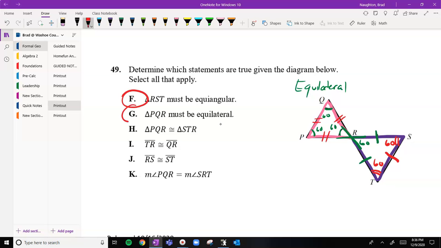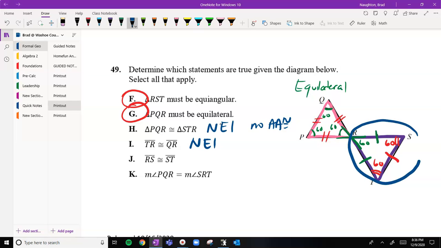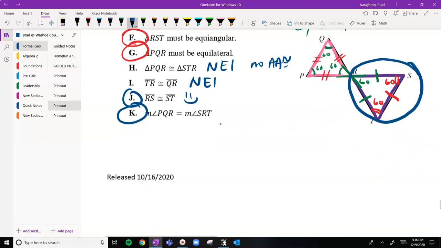So, are they both equilateral? Well, we've definitely proved that. Are they congruent? We do not have enough information to prove that because there's no angle-angle congruence, so that's a no. So TR is the same as QR? Again, that's the kicker. We don't know if those sides are the same, so not enough information. RS and ST are all part of this triangle over here, so that's okay. And then all the angles are the same, so we're going to say that PQR and RST are the same. Sorry, SRT.